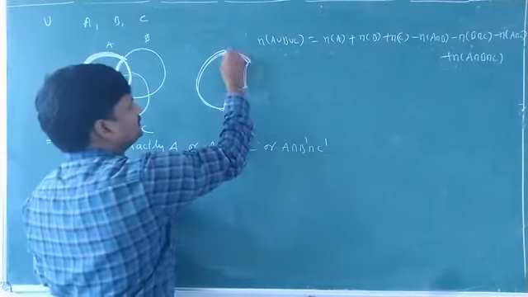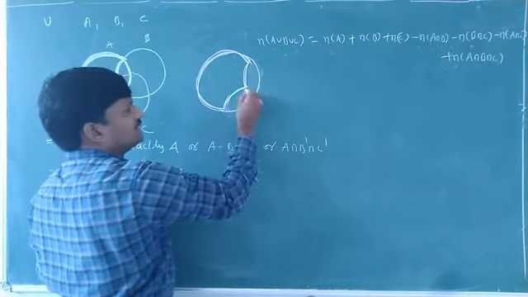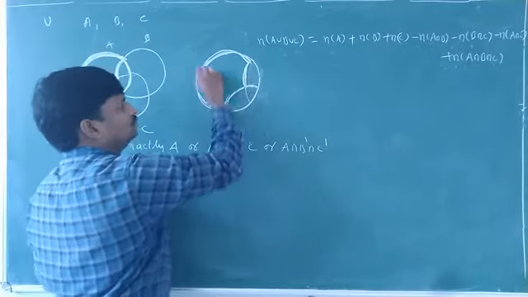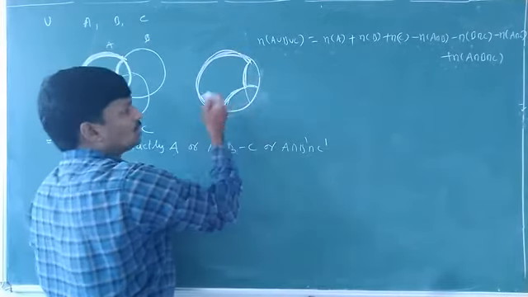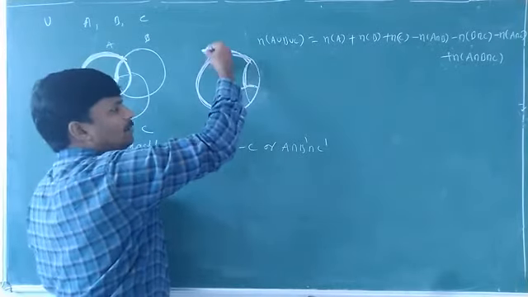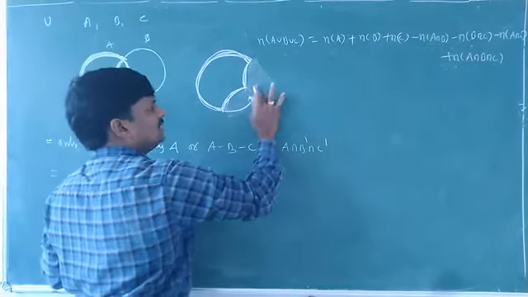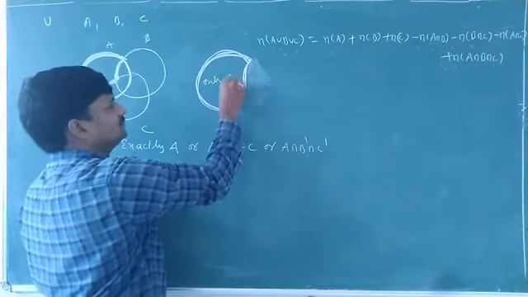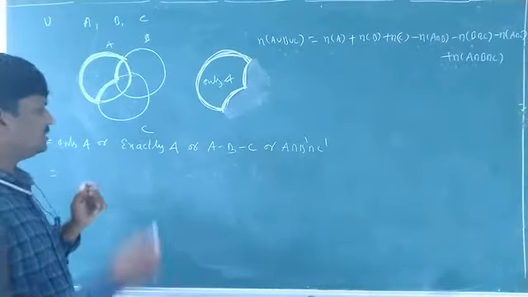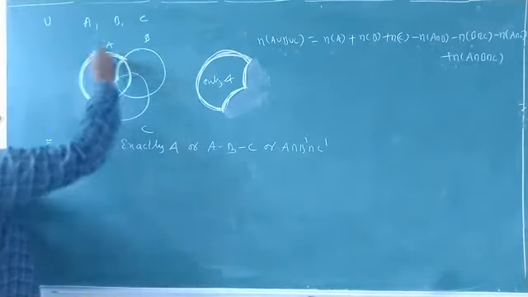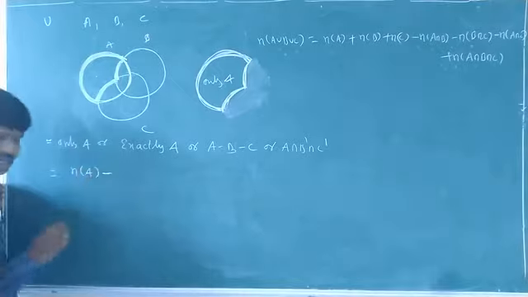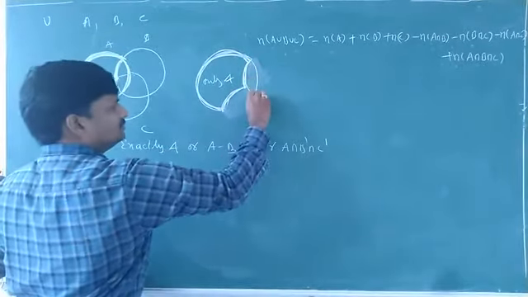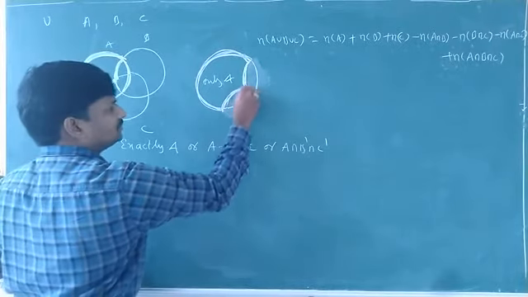To get this part, actually it is a full circle, right? So to get this part, what we have to do? This total circle minus this part and this part. Understand? Then what we get here? Only A part we got. That means total number of A minus this intersection part, this intersection part. Right? And this intersection part you have to subtract.